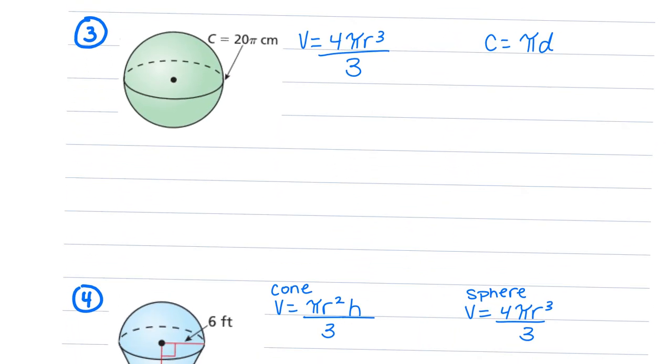All right, number 3. What's the problem with number 3? Say that a little louder. They gave us the what? The circumference. They didn't give us the radius. They didn't give us the diameter to just cut in half. They gave us the circumference. We need the radius. Do we have enough information to figure out the radius if they gave me the circumference?